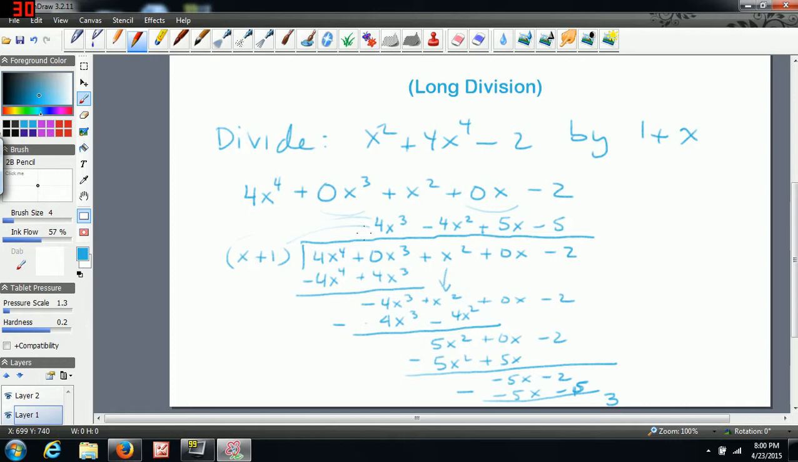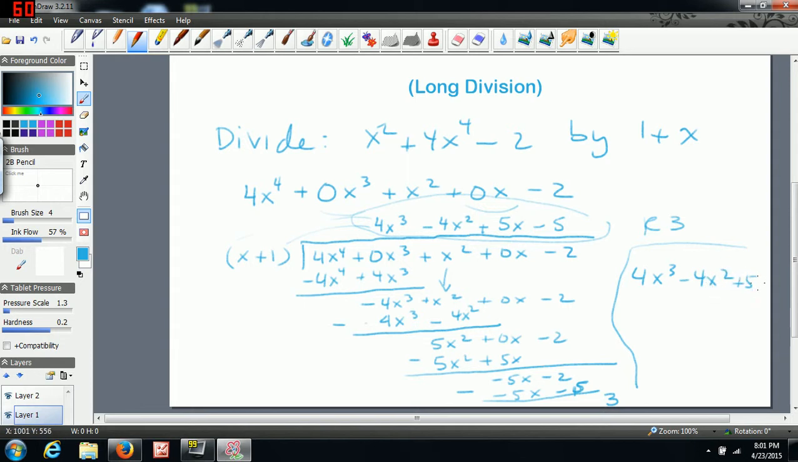So we can write our final answer as the following. You could write your answer as, the answer to this would be this right here, and then with a remainder of 3. Or you could write it in this way. You may see the answer in either form.